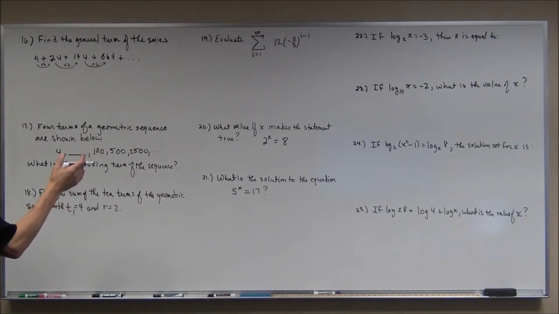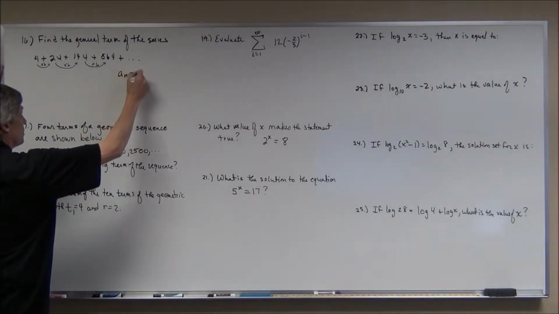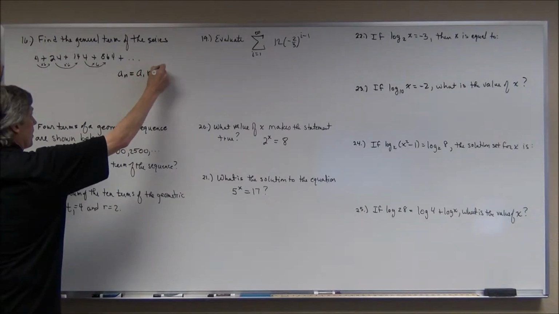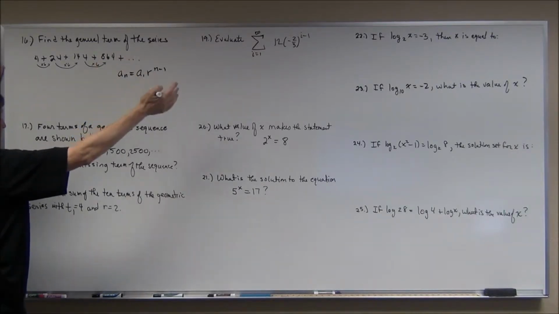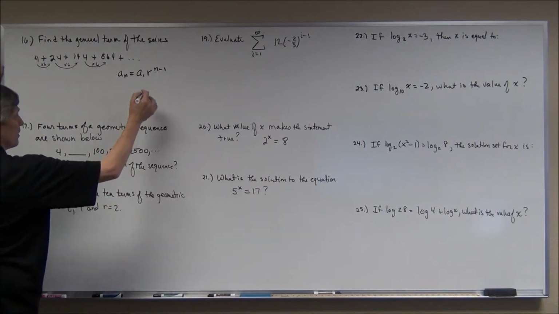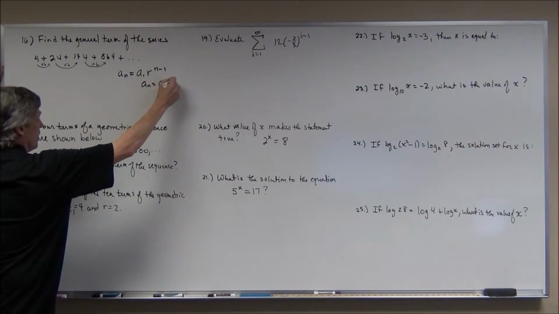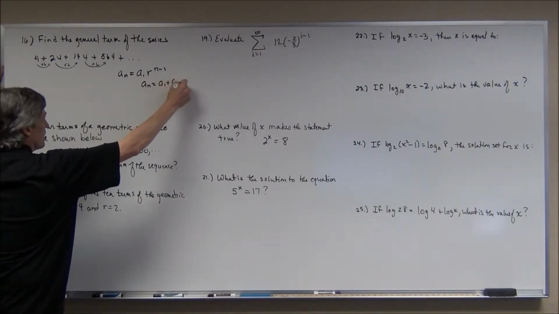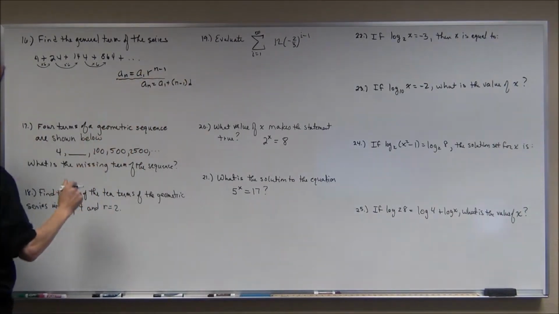This means it's geometric. And the geometric formula is a sub n equals a sub 1 times r to the n minus 1, where a sub 1 is the first term and r is the common ratio. Now for arithmetic, it's a little bit different. I don't know if I have an arithmetic example coming up, but the arithmetic formula is a sub n equals a sub 1 plus n minus 1 times d, I believe. But this is the one we're using, because this is for geometric, and that's for arithmetic.